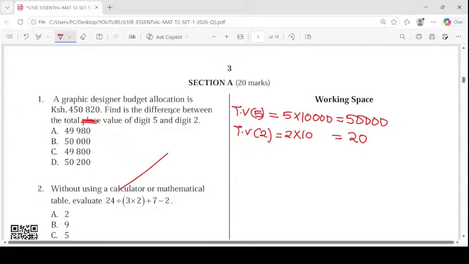Then the key term here is: find the difference. The term difference in mathematics means subtraction. So we are going to take 50,000 minus 20, you get 49,980. That becomes now our answer. Looking at the choices we are having, ladies and gentlemen, you get choice A for apple as the correct answer for that particular question.